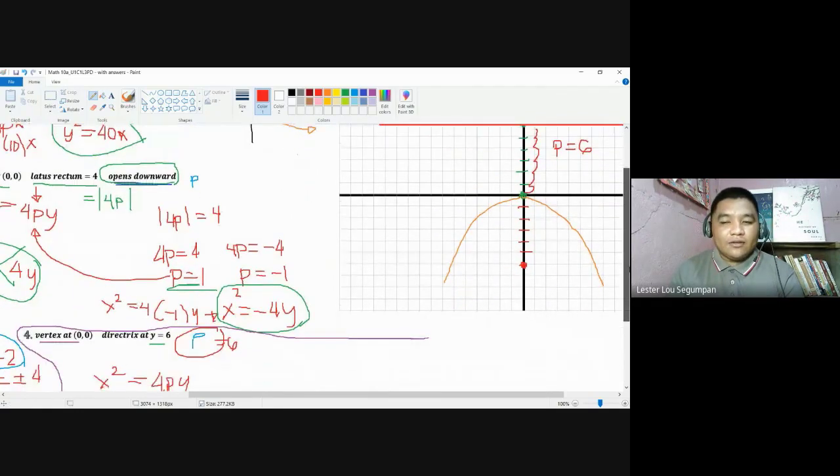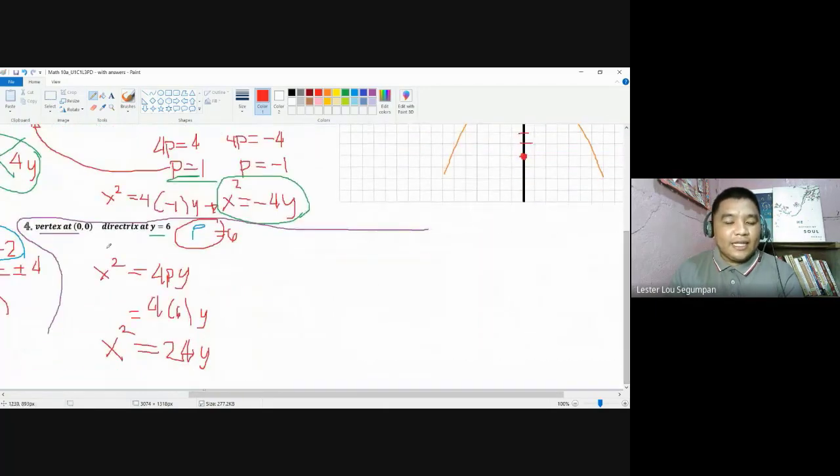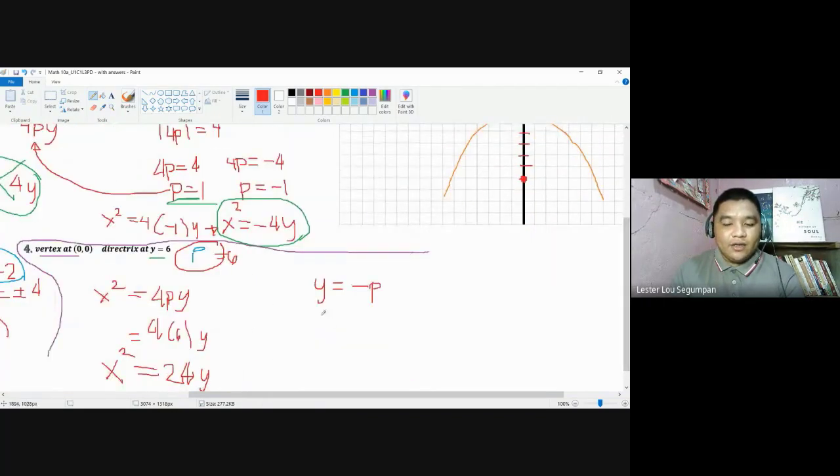This is the reason why I'm telling you P is not necessarily equal to 6. Take note that it could also be negative 6, because the directrix when it opens downward is equal to y is equal to negative P. And then y is equal to 6. You have y, right? Y is equal to 6. You could say that negative P is equal to 6. So P is equal to negative 6.